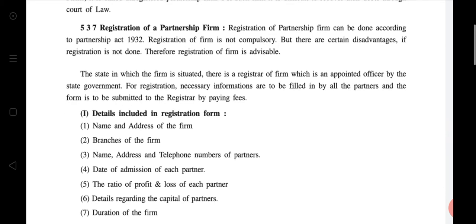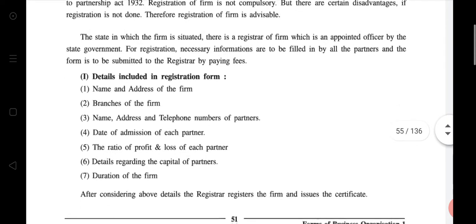Now next topic. Registration of partnership firm. See, registration of a partnership firm can be done according to the Partnership Act 1932. It is not compulsory, but there are certain disadvantages if registration is not done. Therefore, the registration of the firm is advisable. We all know because we just studied it in the last topic. So, in the state in which the firm is situated, there is a registrar of firms, an officer appointed by the state government for registration.